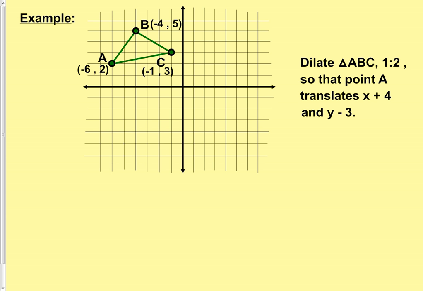So let's read that scale factor, 1 to 2. What is this going to mean to the figure? The first number is 1. That belongs to the pre-image. The second number is 2. That belongs to the image.